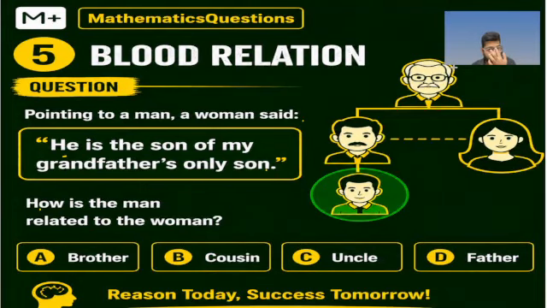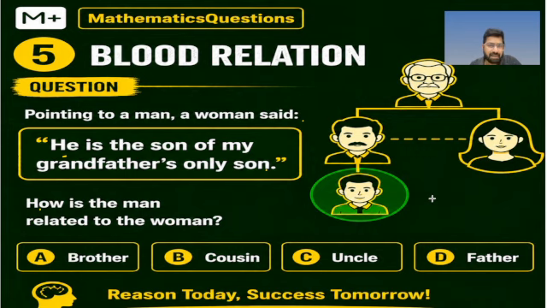This is the fifth question in the series of logical and reasoning, and the question is: pointing to a man, a woman said, "He is the son of my grandfather's only son. How is the man related to the woman?" Options are brother, cousin, uncle and father. Pause the video, try this question, then we will look at the solution.